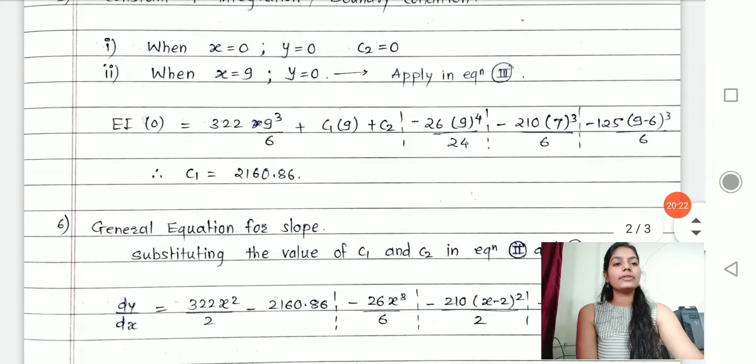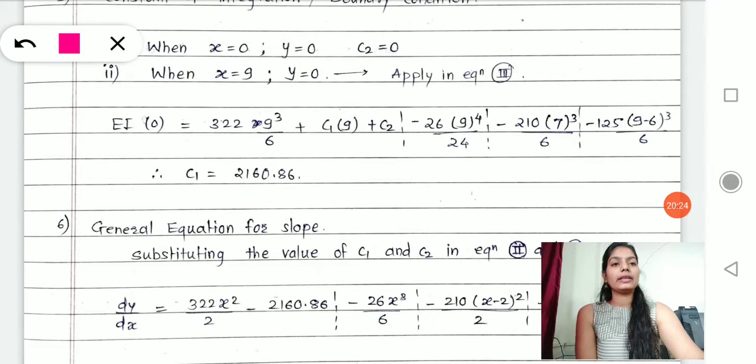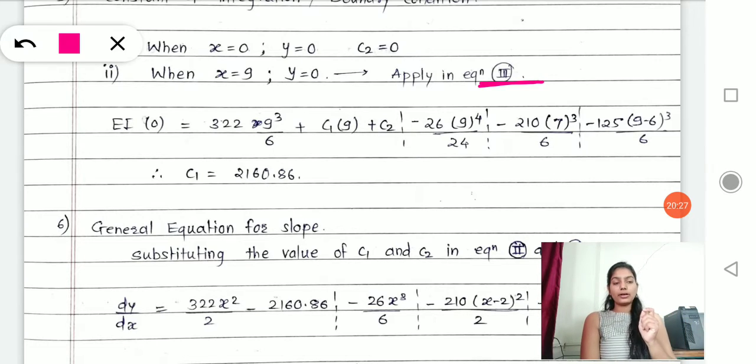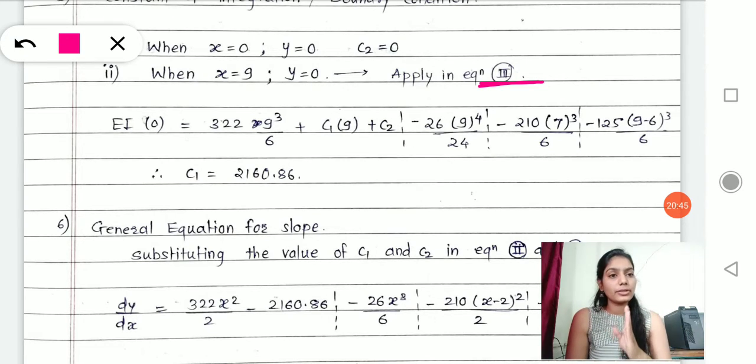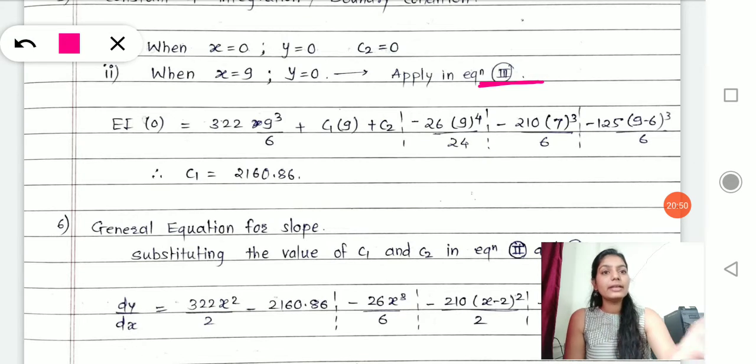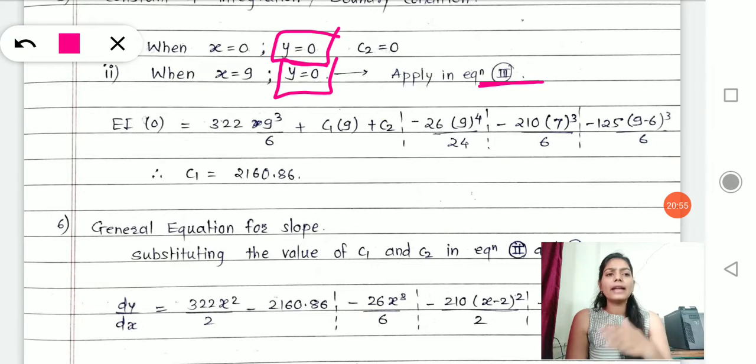So apply these boundary conditions in equation 3. Now you must be thinking, why equation 3? I have told you before also that equation 3 is the one for deflection. Whatever equation we have developed is for the deflection, and if deflection is represented with y, here we are also talking about the deflection. Y is 0 means what? At a distance x, at A support, deflection is 0.